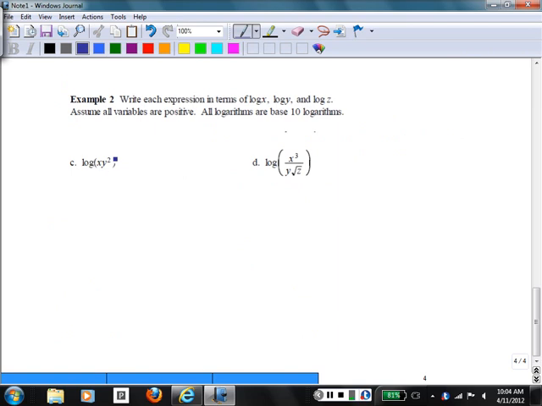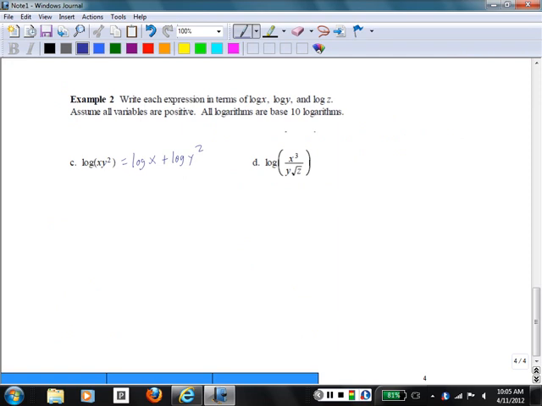Y is raised to a power, but x is not raised to the same power, so it wouldn't be good to call it a single expression raised to a power. No fraction here, so it wouldn't be good to call it a quotient. It's a product, x times y squared. So I'm going to write this as the log of x plus the log of y squared. The log of a product equals the sum of the logs.